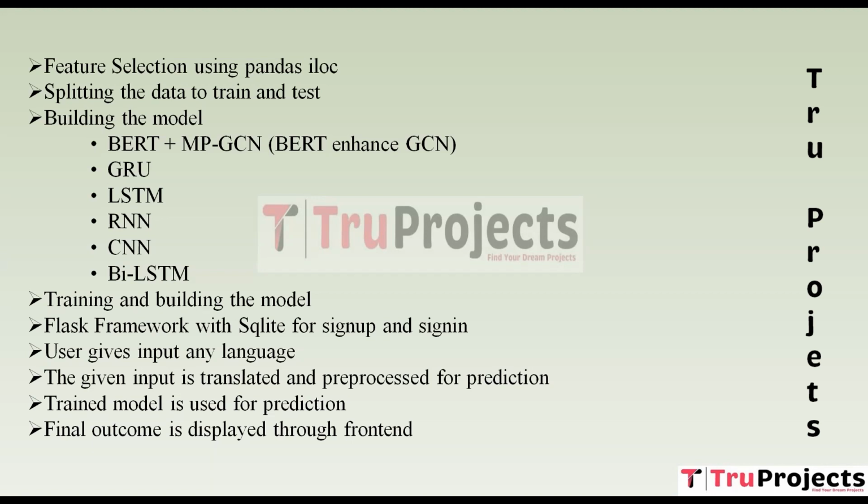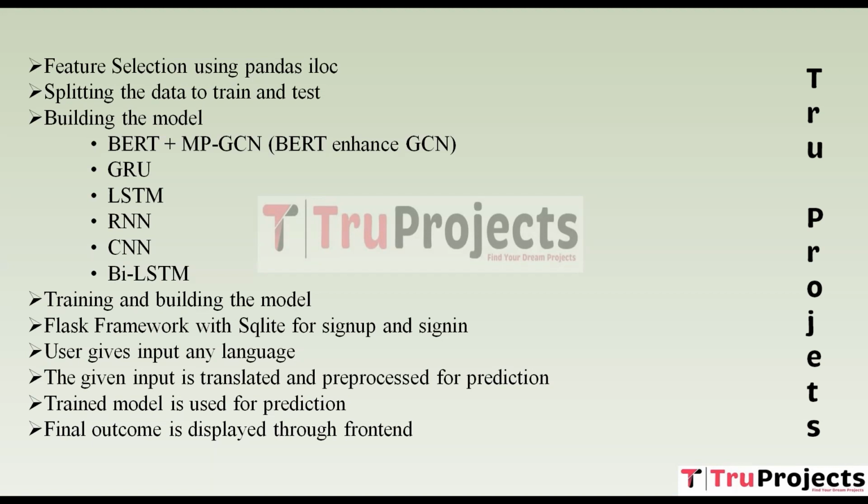Training and building the model. The model will be trained to learn the patterns and features necessary for short text classification. The training process may involve optimization algorithms, loss functions, and metrics for evaluating model performance.